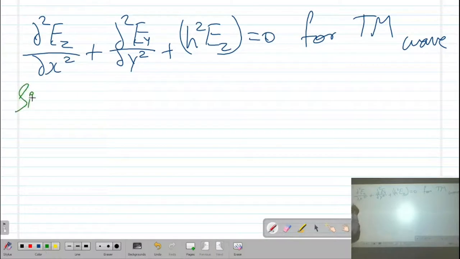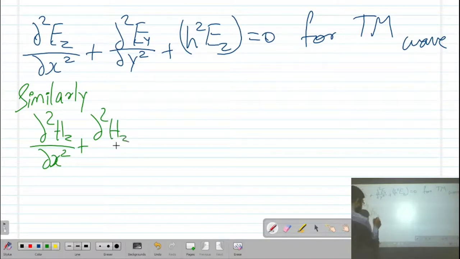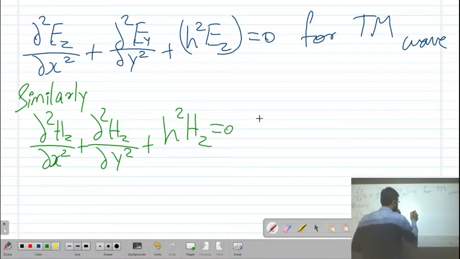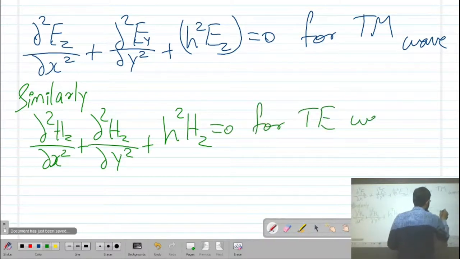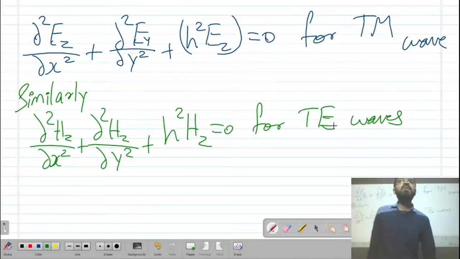Similarly, we will have del square H of Z by del X square plus del square H of Z by del Y square plus h square H of Z is equal to 0 for the transverse electric wave.